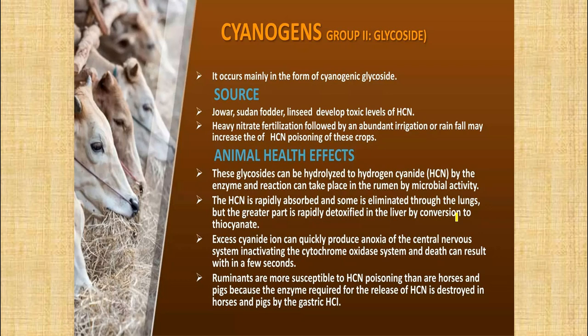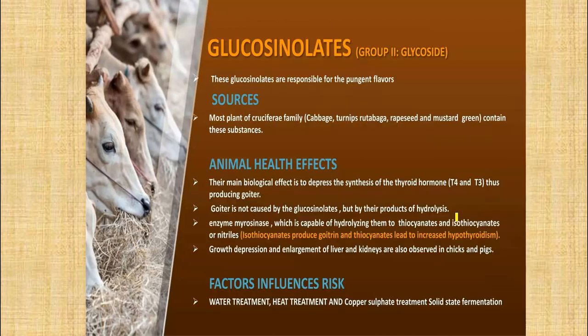So regarding animal health effects, these glycosides can be hydrolyzed into hydrogen cyanide by enzymes, and the reaction can take place in the rumen by microbial activity. The HCN is rapidly absorbed, some is eliminated through the lungs, and the greater part rapidly inhibits the cytochrome oxidase enzyme, and sudden collapse of the animal can happen. Ruminants are more susceptible than horses and pigs because the enzyme required for the release of HCN is destroyed in horses and pigs by gastric hydrochloric acid.